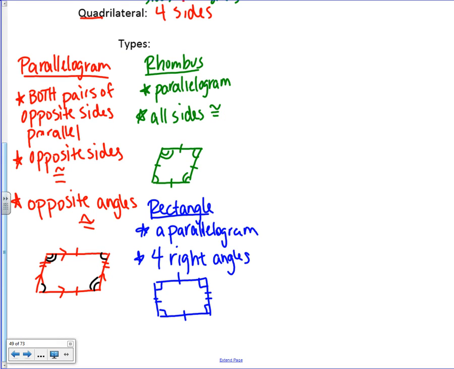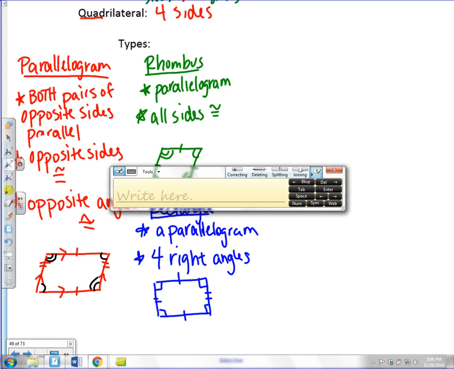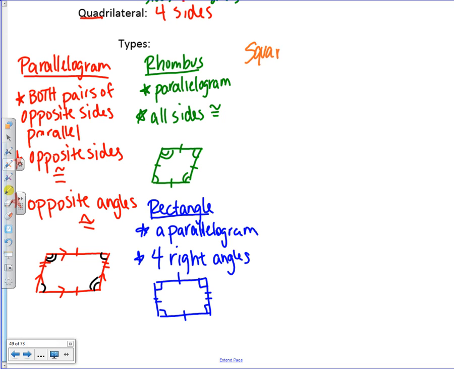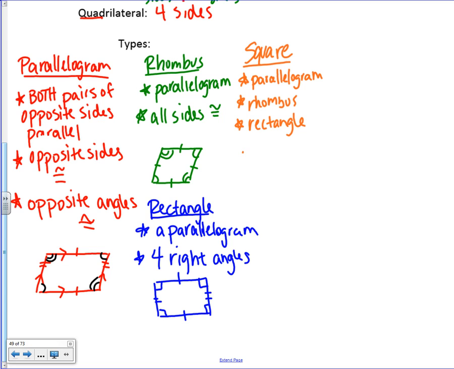Next, we have a special type of rectangle, which would be a square. Okay, so a square is a parallelogram. It is a rhombus, and it is a rectangle. Okay, but if all of those 3 things are true, then you know that a square looks like this.